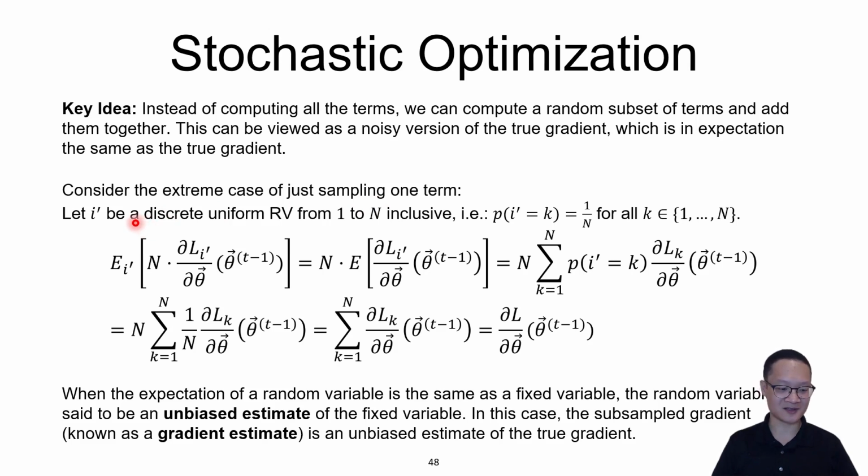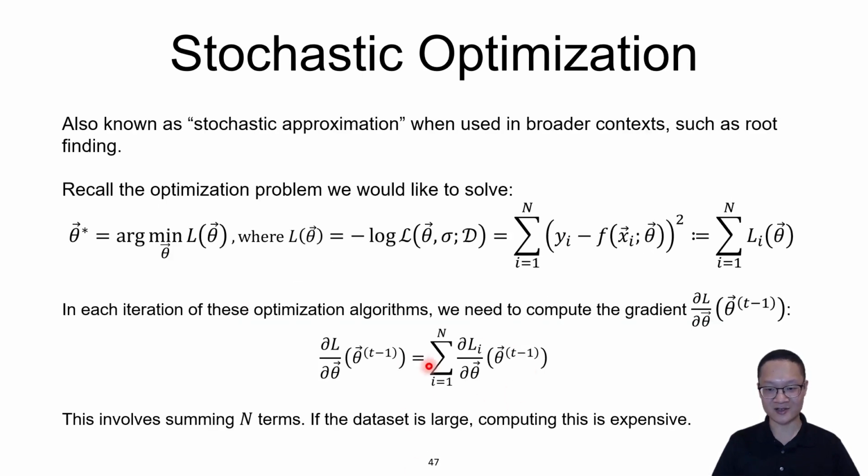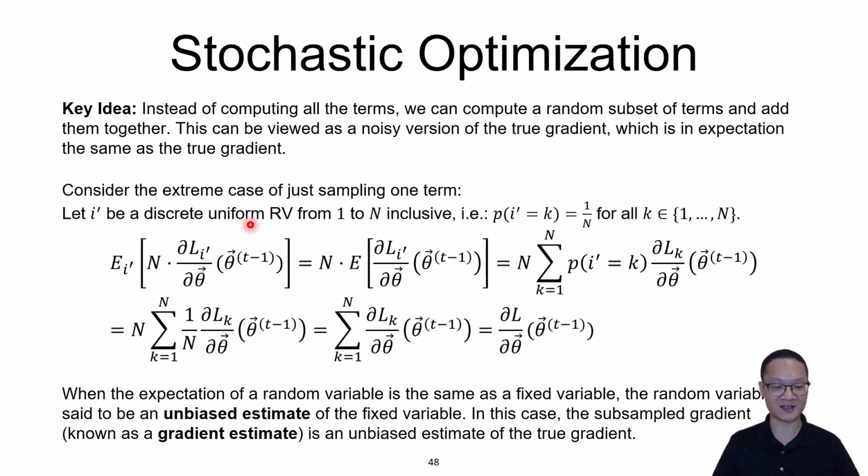So the way we're going to do that is we're going to let I prime be a discrete uniform random variable from 1 to n. So the probability that I prime equals k for any k inside 1 to n is going to be 1 over n. So with equal probability, we're going to choose a random data point index. Okay, and then we're going to pretend that the gradient, instead of adding all these terms up, is simply going to be a single term here.